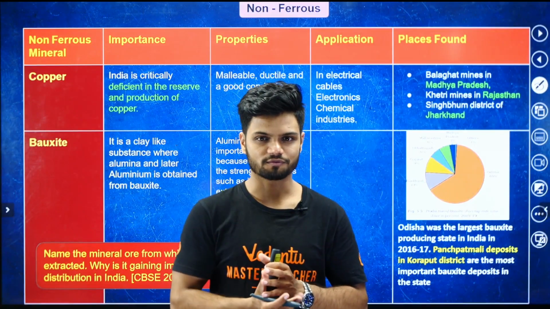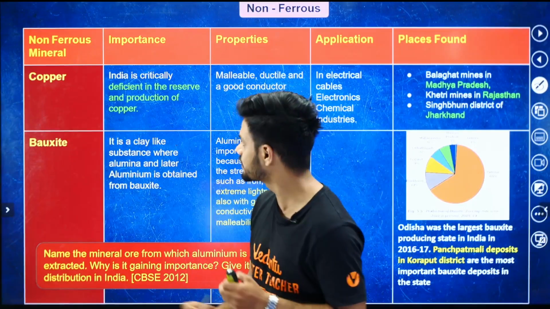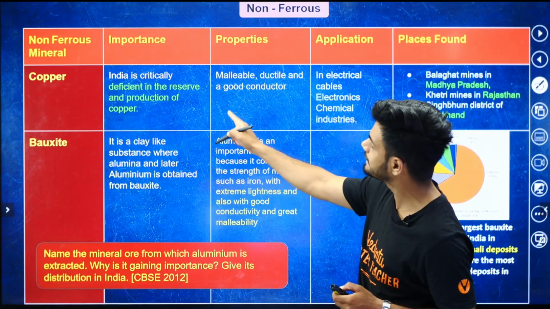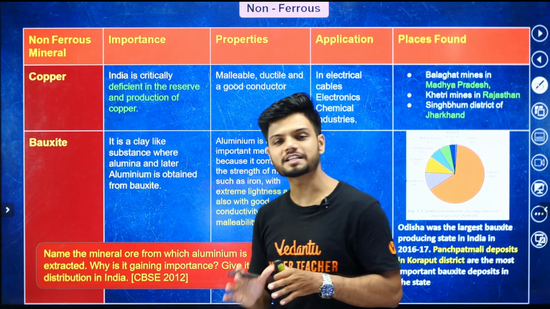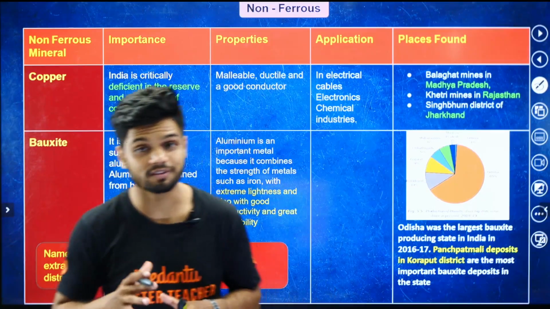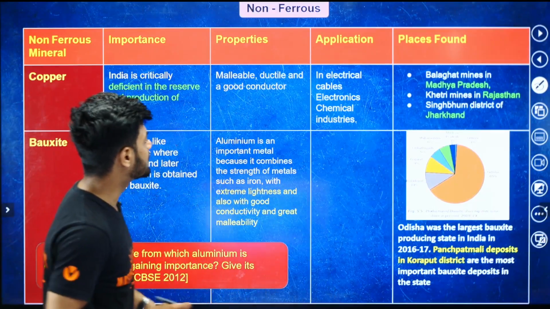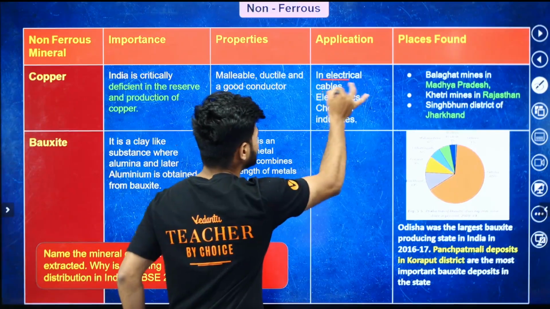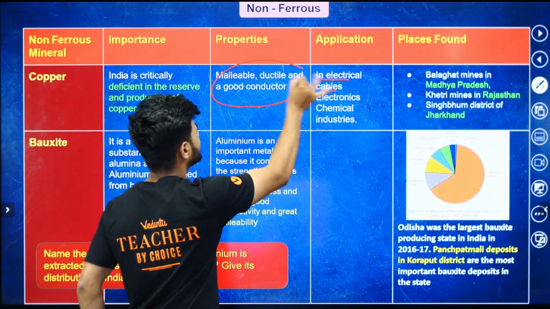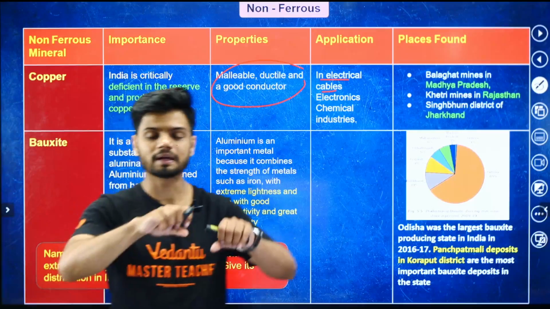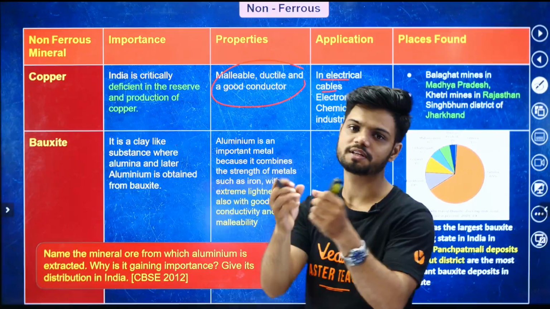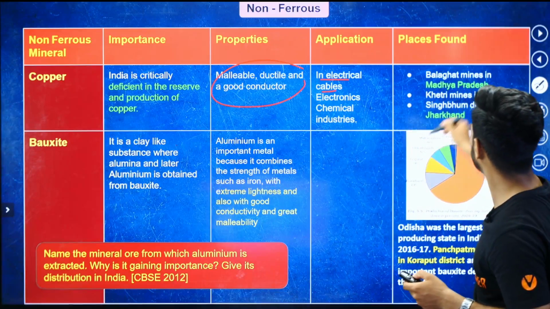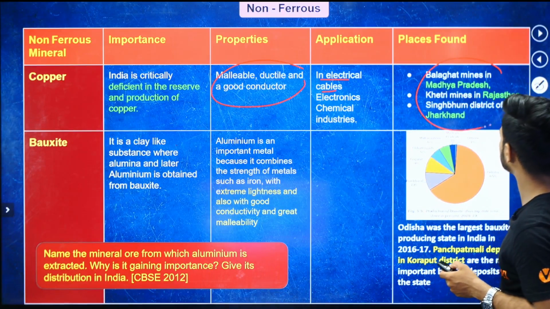Then we have non-ferrous minerals. For example, the first one is copper. India is critically deficient in resources for the production of copper. Very low. That is why in India the copper price is actually high. Right? Its main application is electrical cables because it is malleable, ductile, and a good conductor. It can be beaten into sheets and wires. Then we have the main places where it is found, very important.